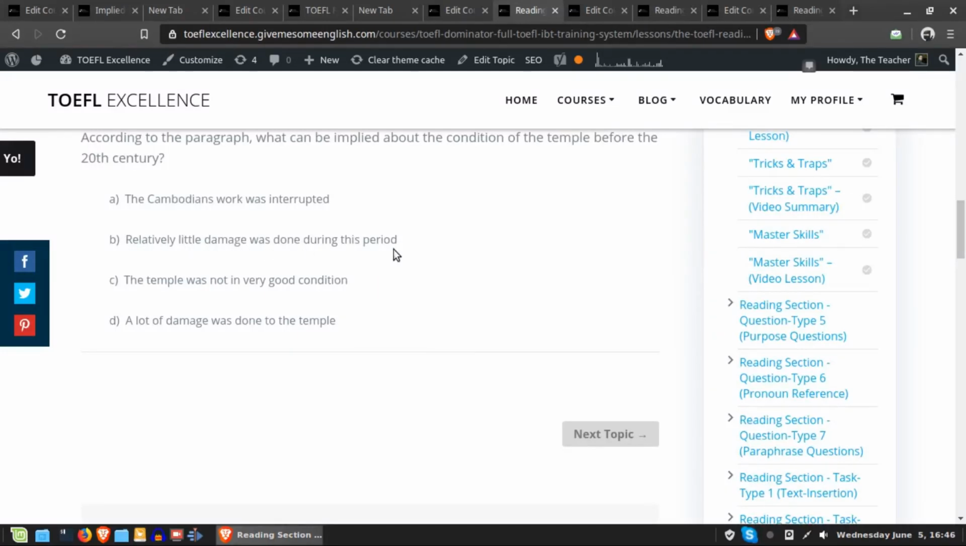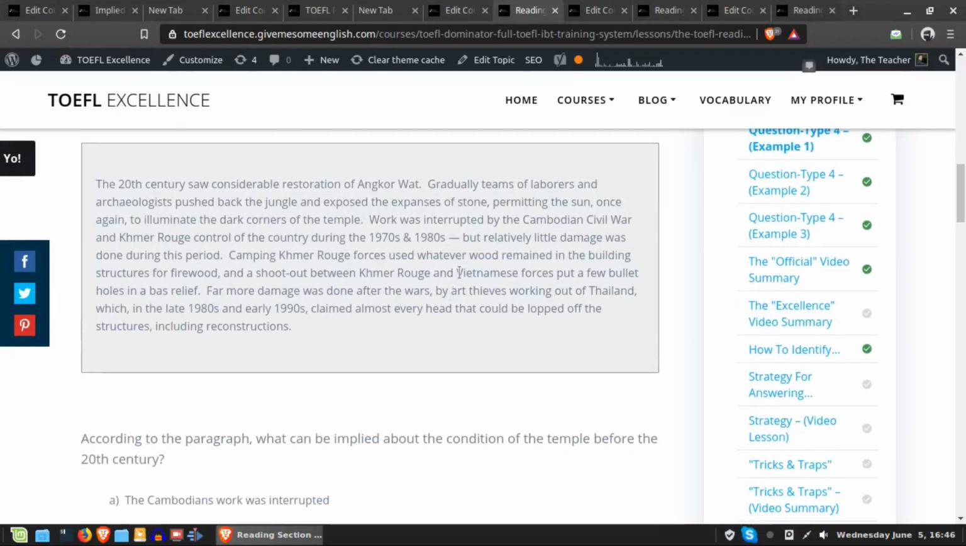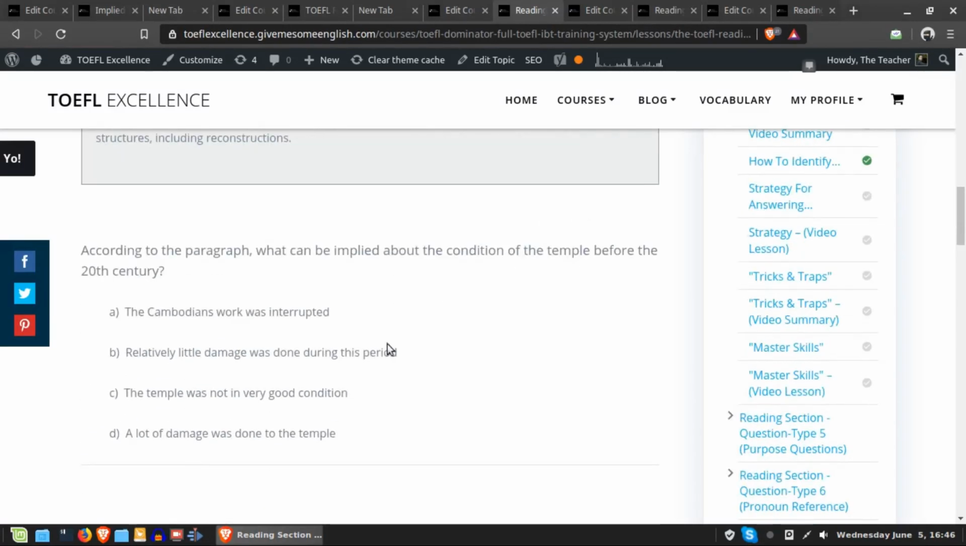Relatively little damage was done during this period. So the keyword here, or key phrase, is damage done. So we have to find either the word damage or something that is relating to damage. We already didn't have it up here when we were scanning through the last one. So let's see. Structures, shootout, Khmer Rouge, Vietnamese, pulled bullets. Far more damage was done after the wars.